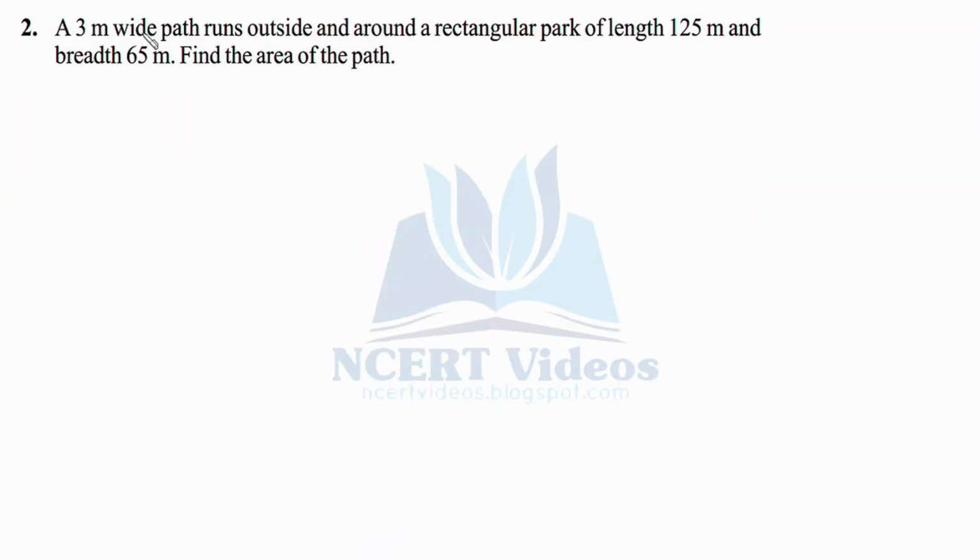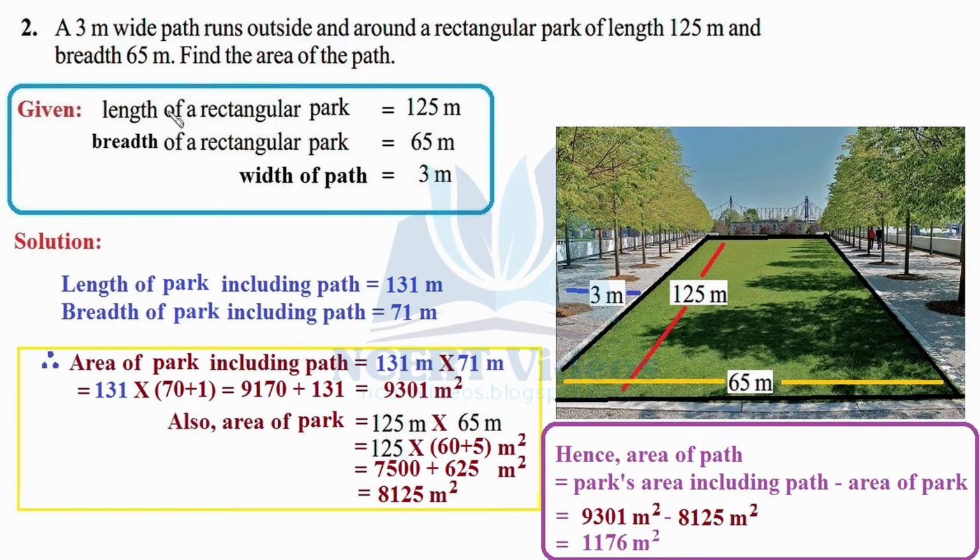Second, a 3 meter wide path runs outside and around a rectangular park of length 125 meter and breadth 65 meter. Find the area of the path. Again, we have a similar kind of question. This is your rectangular park. It has dimension, length is 125 meter. It is given to us as the length of rectangular park, and the breadth is given to us as 65 meter. Therefore, we have written breadth of rectangular park is 65 meter.